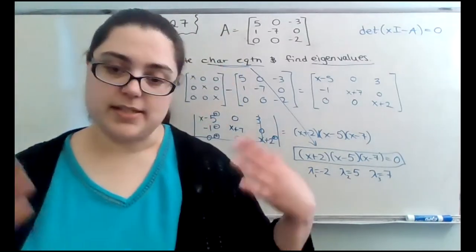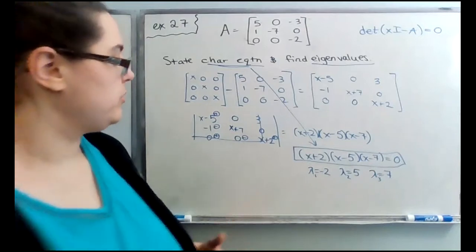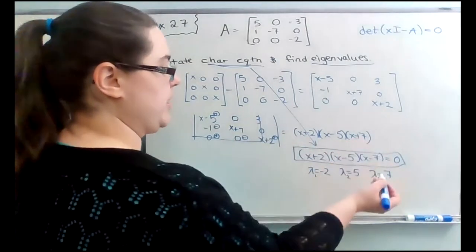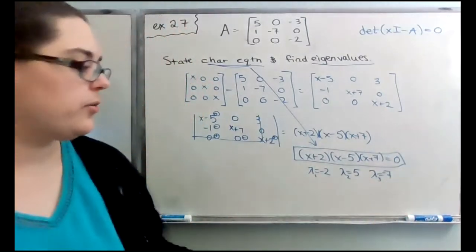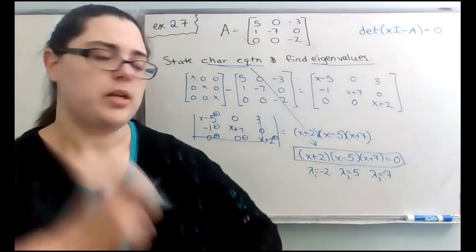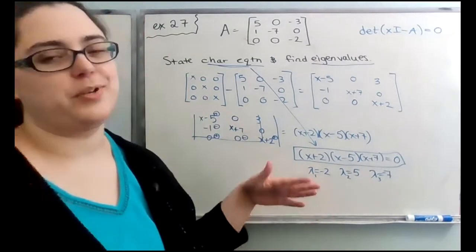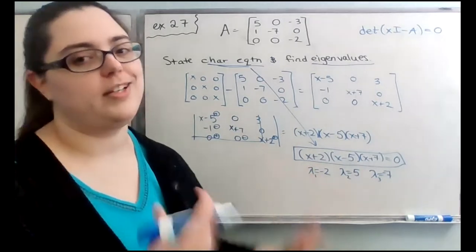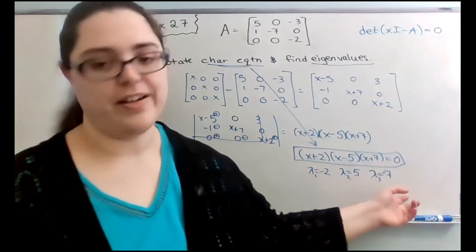Now, it does not matter what order you, this should have been a +7 here. I don't know why I had minus. Sorry about that. So anyway, when you number them, it doesn't matter what order you put them in. What we're going to do later when we find eigenvectors is we're going to have like lambda 1. So we're going to need to know which one was lambda 1. So make sure you identify that when you state those.